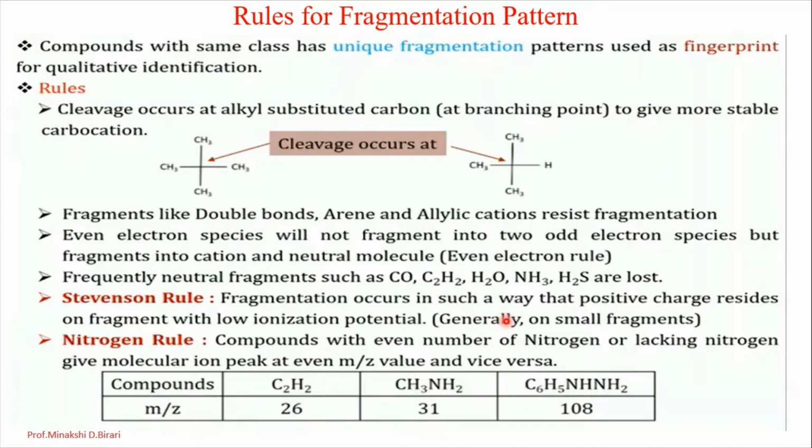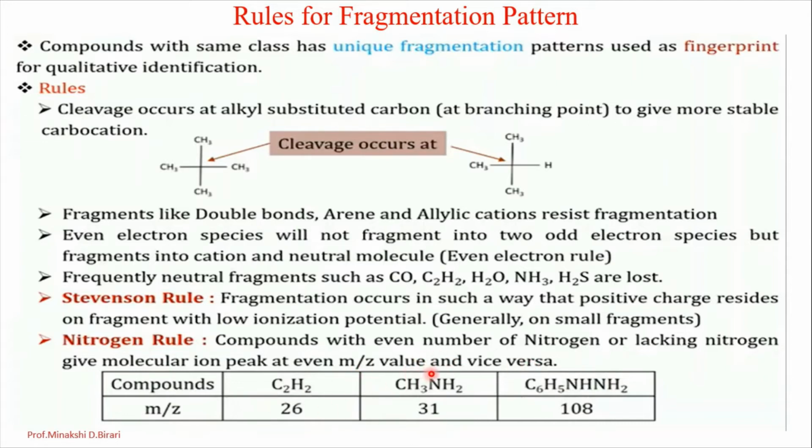Then the next important rule, that is the nitrogen rule. So what is the nitrogen rule? Compounds with an even number of nitrogens or lacking nitrogen give the molecular ion peak at even m/z value, and vice versa. Or a compound with an odd number of nitrogens gives the molecular ion peak at odd m/z value. So this can be explained by taking this example.